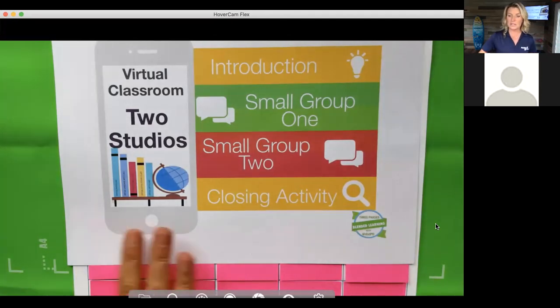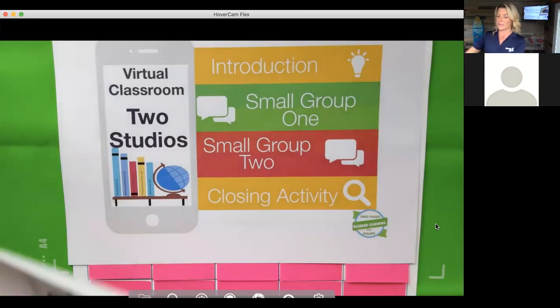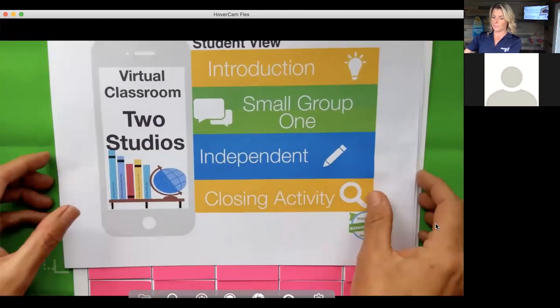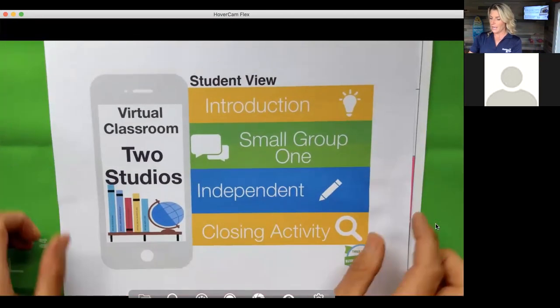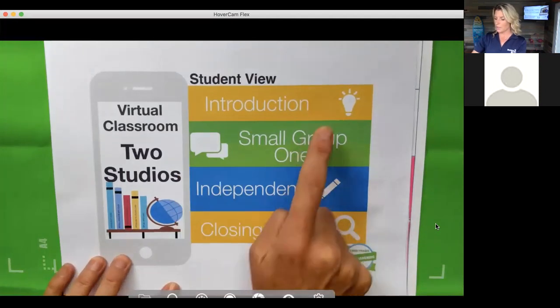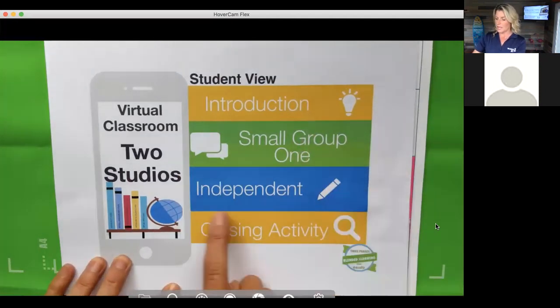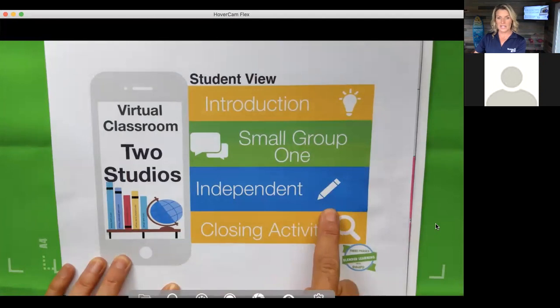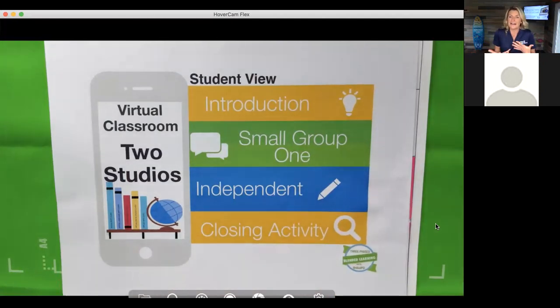Okay, so that's what it looks like from a teacher point of view. This is what it looks like from the student view. When they come into my class that day, they're going to do an introduction, they're going to do small group, they're going to do independent practice, and they're going to do closing. That's 50 minutes. Wouldn't that be great? Your virtual classroom is going to be engaging. You're going to get to know your students. Well, what do you think?